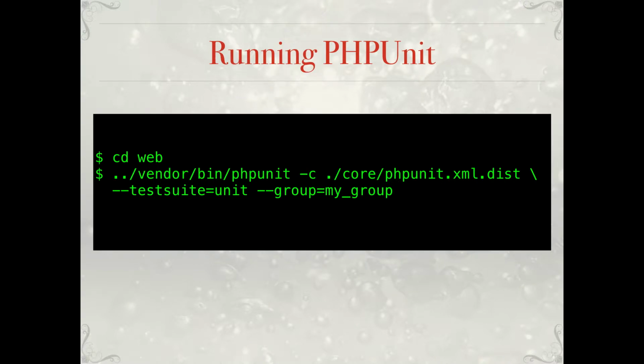Running PHPUnit itself is very easy. PHPUnit gets pulled in via Composer, so it ends up being in the vendor bin directory of your install. So we run it from the web directory, you go up a level to phpunit, and we do the -c flag, and you pass it this XML file which sets up environment variables, things like that. You can just use the core phpunit.xml.dist unless you have specific reasons to override it. You say that you want to use the unit test suite, and then the group would be the name of your group, and that group corresponds to anything that you've tagged with the group annotation.